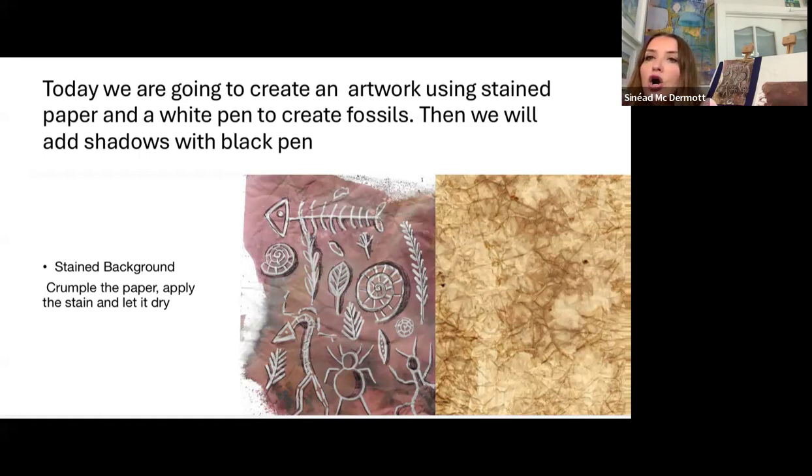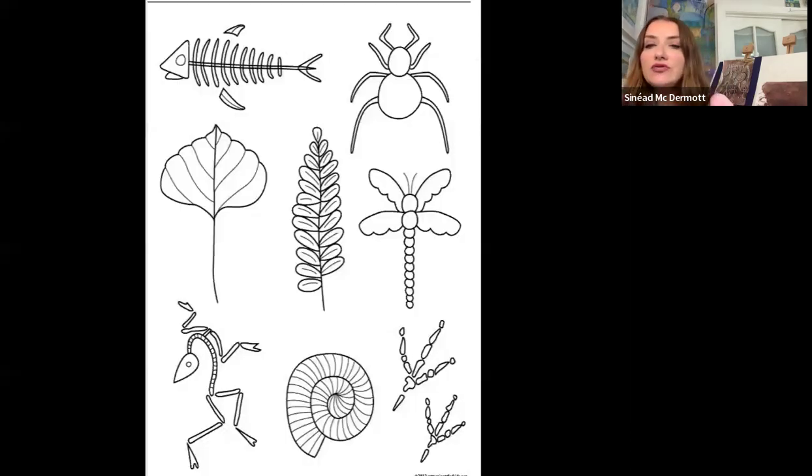Now the white of the fossils, I created with a white pen. If you don't have a white pen, you could perhaps try a white pencil or a white oil pastel. And then I did the shadows with a black pen. So you could use a black pencil or a black pen or a black oil pastel. It just depends on what you have in the classroom. So these are the different types of drawings I will be sharing with you today and showing you how to draw once you get your pages stained and they're dry.